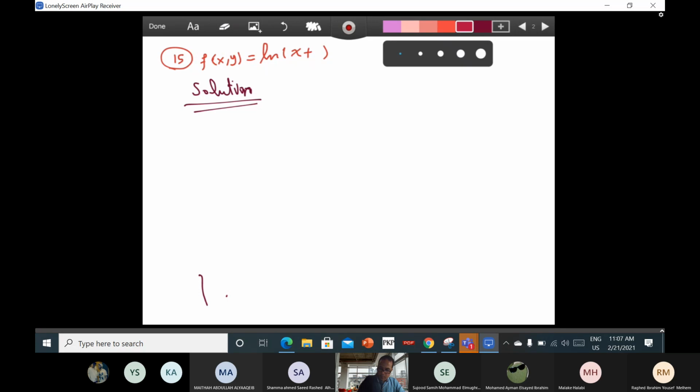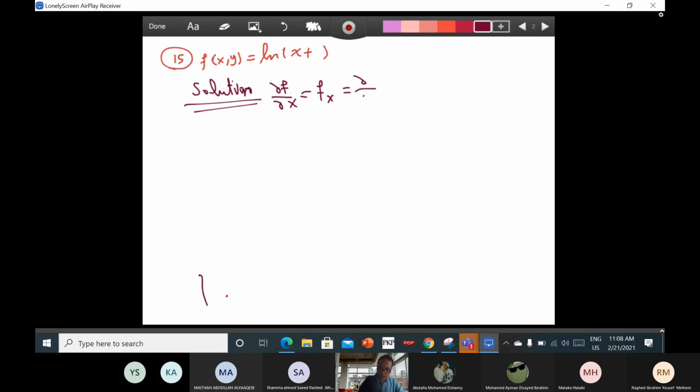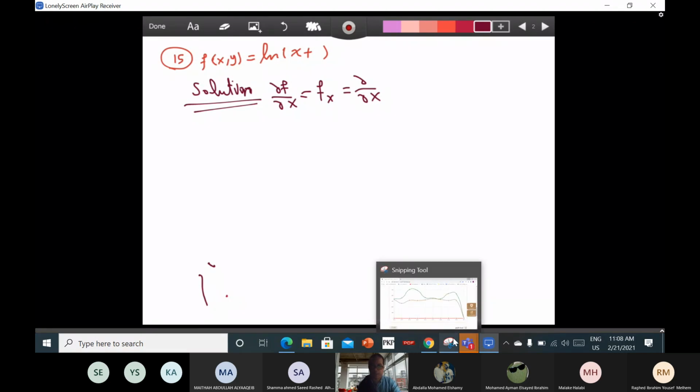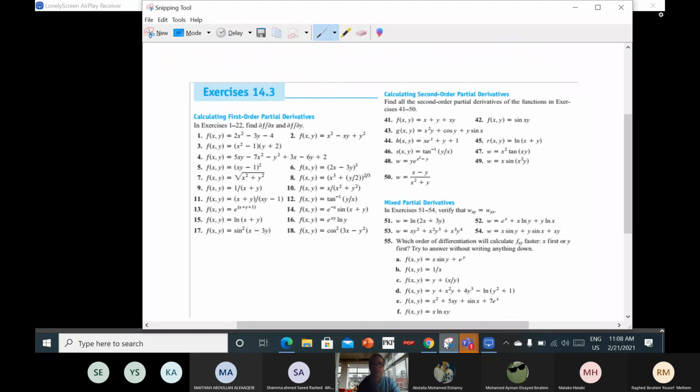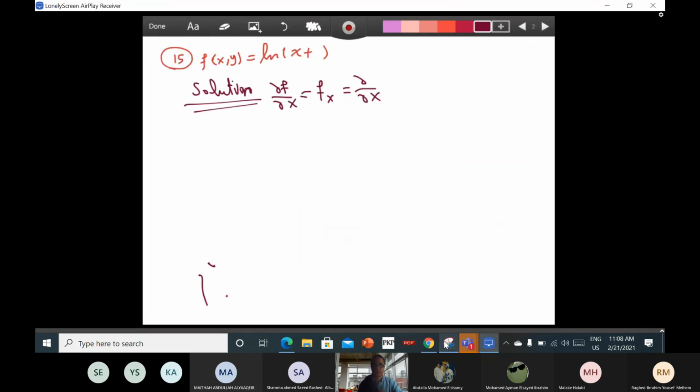So what I'm going to do is find the partial f by partial x. The function, I forget, is ln(x plus y) as far as I remember. Yes, question number 15, ln(x plus y). As I said, the big box is the ln, and the inside box is x plus y.